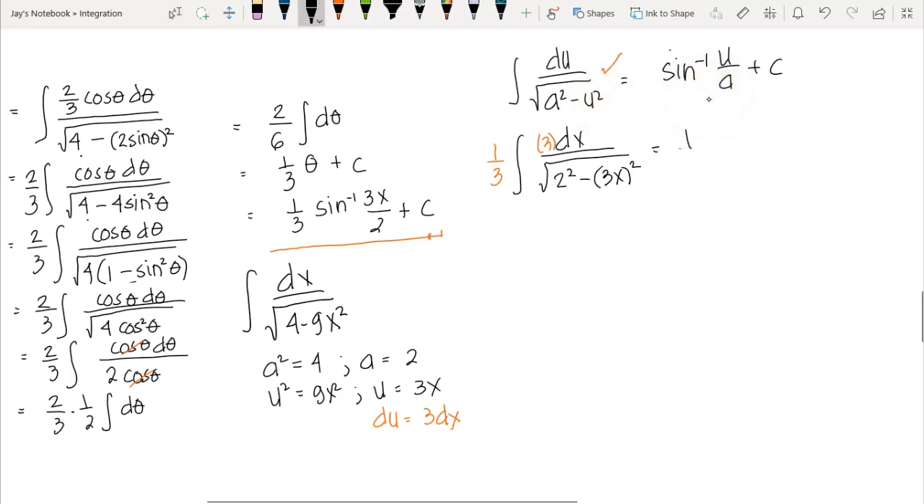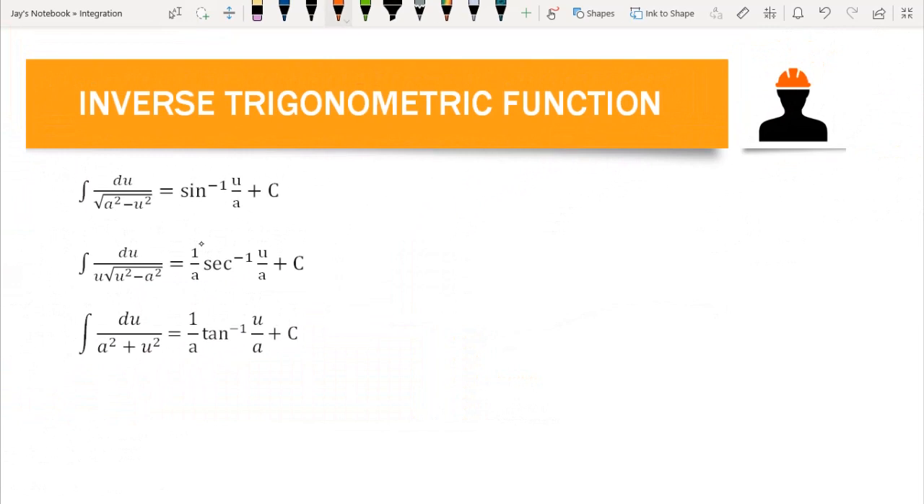So we have 1/3 arc sine. Our u here is from there, that's 3x, correct? That is 3x over a. Our a here is 2. So we have over 2 plus c. So imagine how very useful it is if we just familiarize this rule compared to the very tedious solution using trigonometric substitution. So I would suggest you just memorize or familiarize this integration rule.